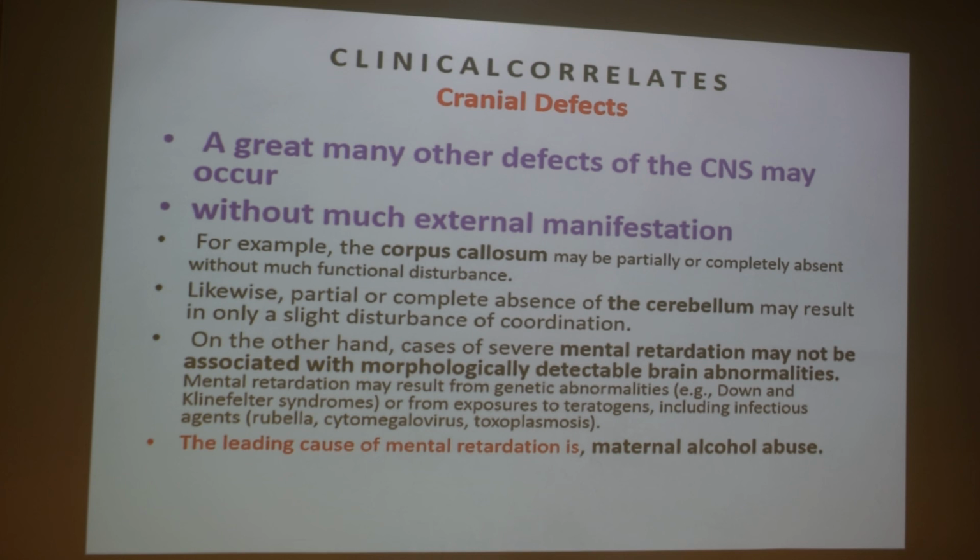On the other hand, severe cases of mental retardation may not be associated with morphologically detectable brain abnormality. For example, in patients with Down syndrome, you might find the brain is perfectly alright, but they have a genetic problem which results in mental retardation. Thank you very much.